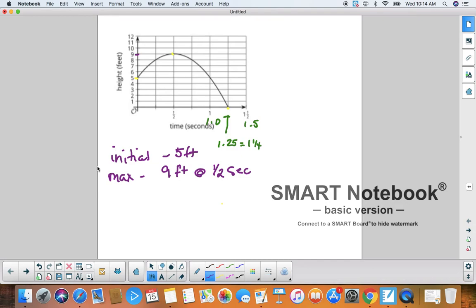So the answer for when does it hit the ground, we want our answer to be in time this time, not in feet. So it either hits the ground in 1.25 seconds, or again, if you want to use the fraction, you may use 1 1/4 seconds. But this should help you answer both questions 5 and 6.